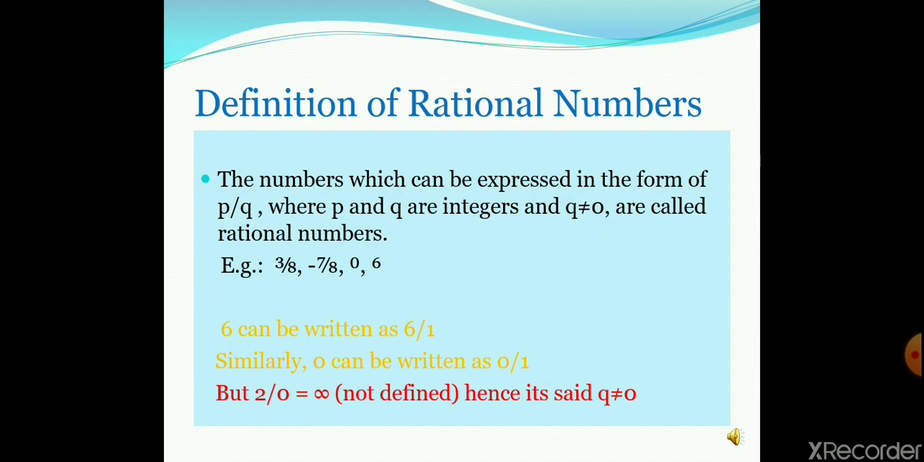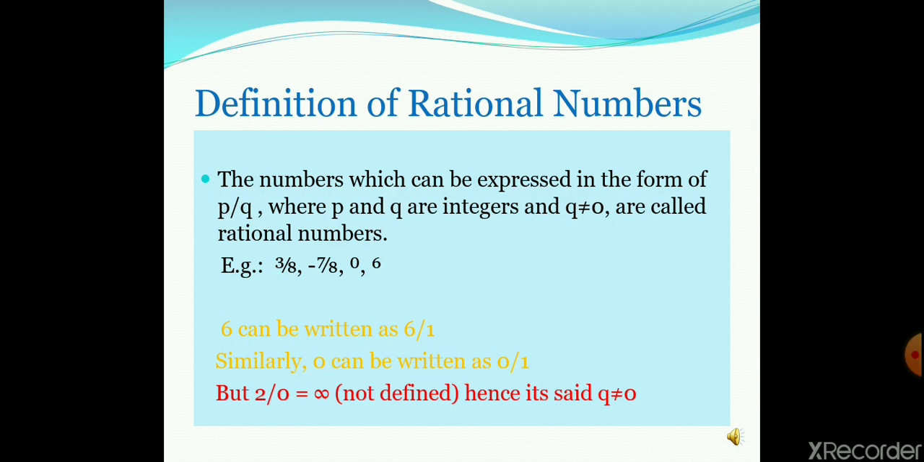Here are some examples given. Now in the example, there is 0 and 6. Now see, 0 can be written in the form of 0 by 1. 6 can be written as 6 by 1. So both can be written in fraction form. Hence we can say that 0 and 6 are also rational numbers.